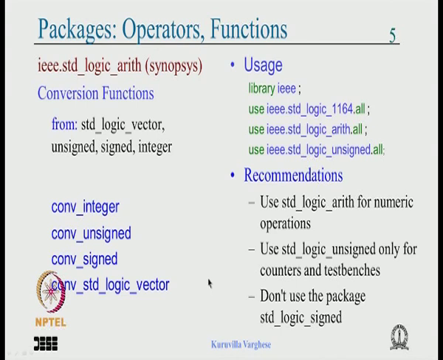Then the conversion functions in the standard logic arith package are these: convert integer, convert unsigned, convert signed, or convert to standard logic vector. So if you take convert underscore integer, it converts all the other 3 to integer. Similarly, if you take convert standard logic vector, then it converts all the other 3 to this, and things like that. And the usage has to be in this order: standard logic 1164, standard logic arith, and standard logic unsigned. So there are some recommendations.